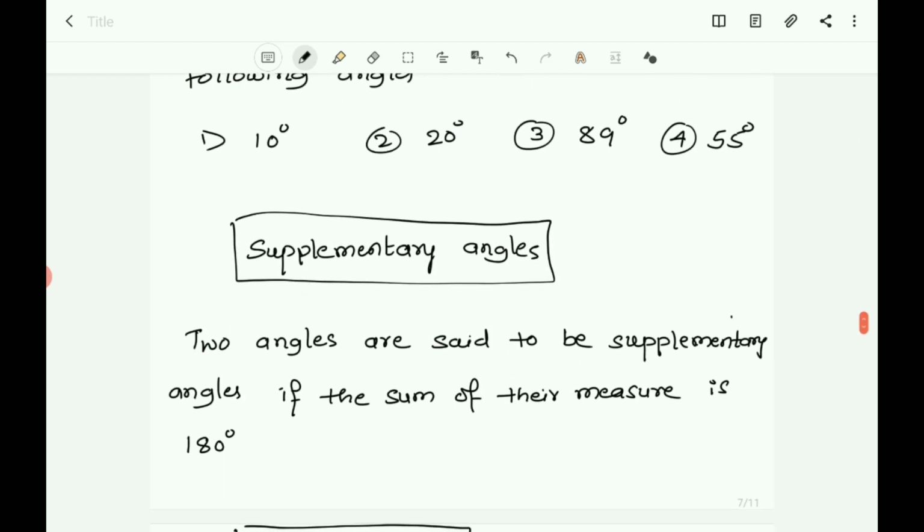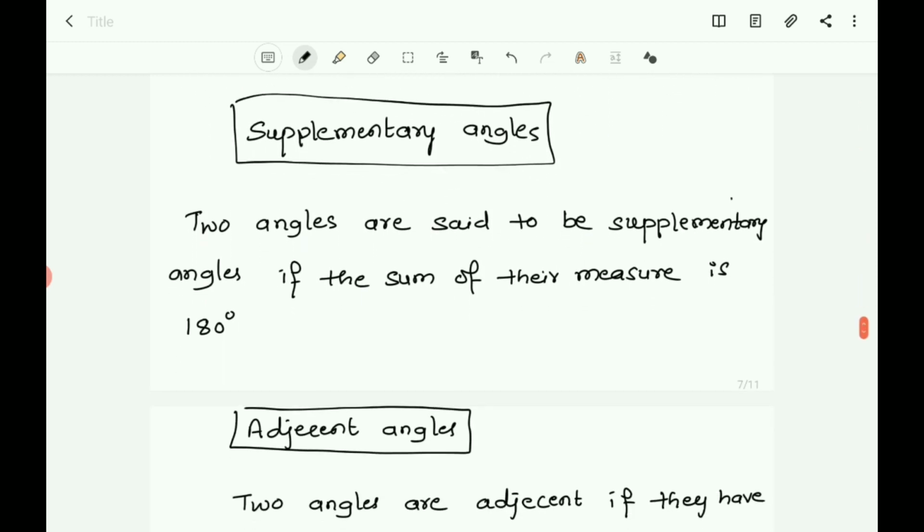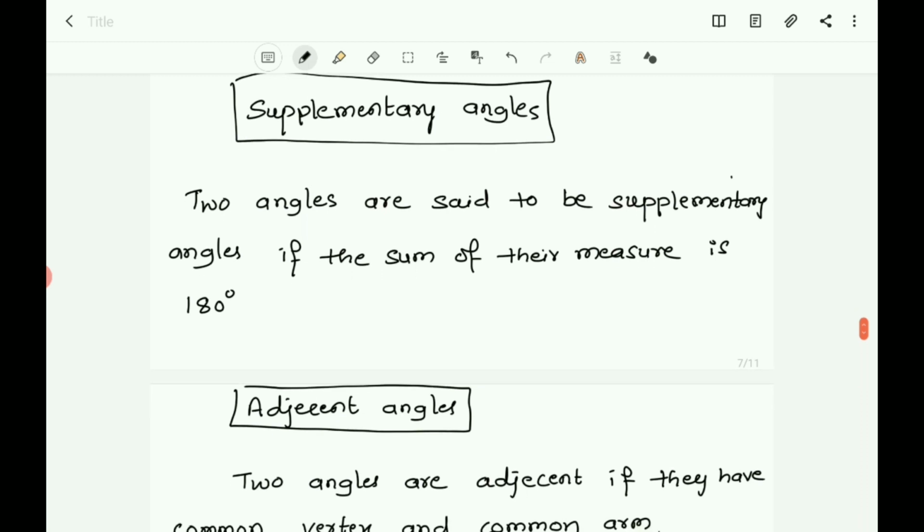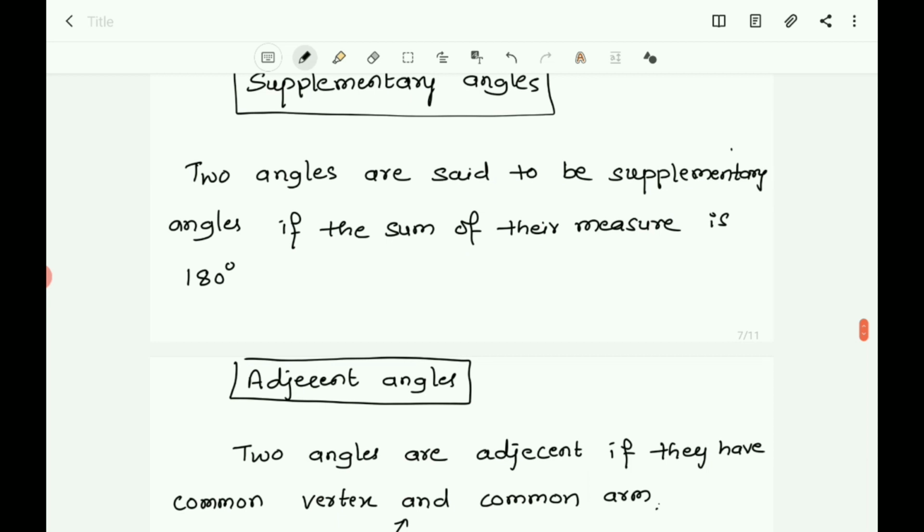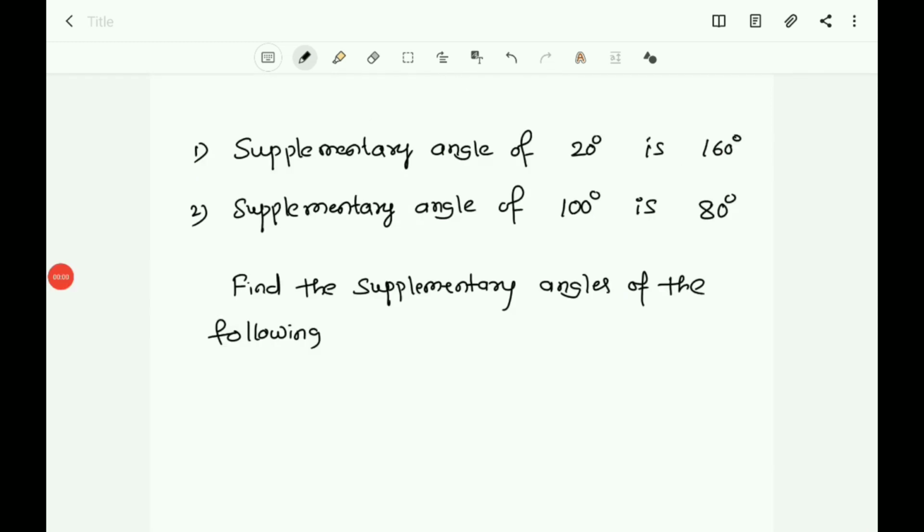Next, let us go to supplementary angles. So, what are supplementary angles? Two angles are said to be supplementary angles if the sum of their measure is 180 degrees.